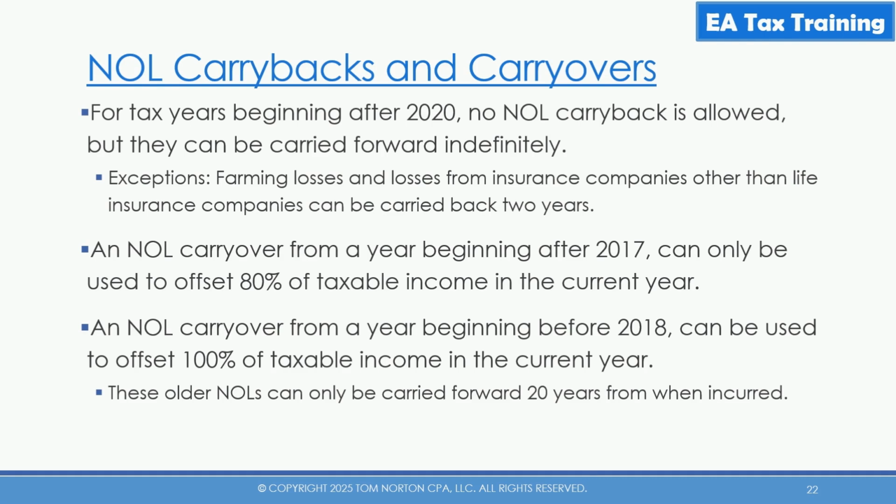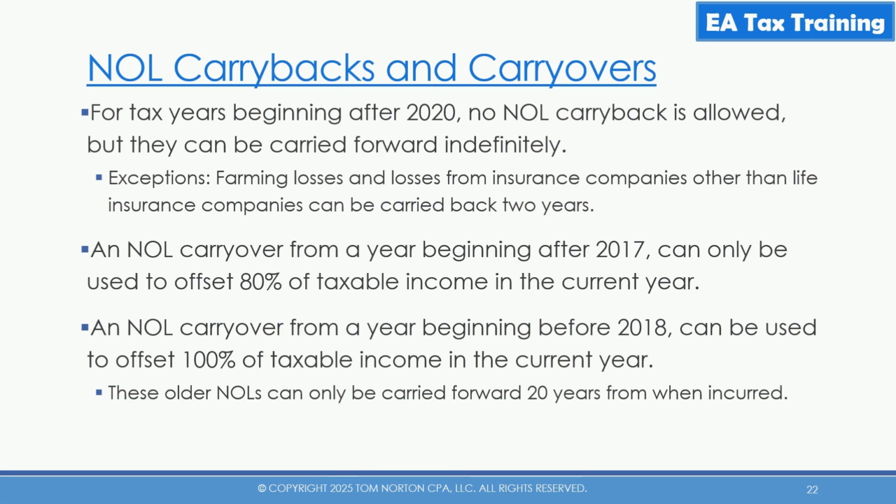An NOL carryover from a year beginning after 2017, so 2018 or later, can only be used to offset 80% of taxable income in the current year. So if you have a $150,000 NOL carry forward and you've got $100,000 of current year taxable income, you can only use $80,000 of that NOL carry forward to offset this year's taxable income. So your taxable income would end up being $20,000. The other $70,000 that you've got left would then be a carry forward to next year.